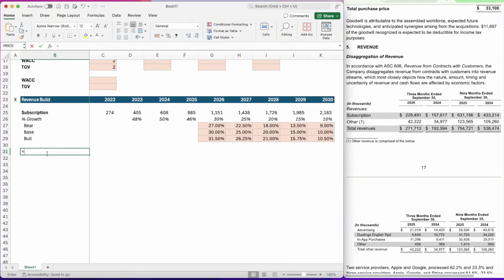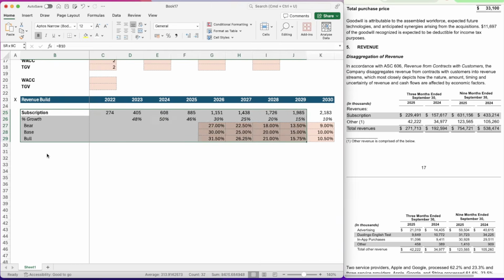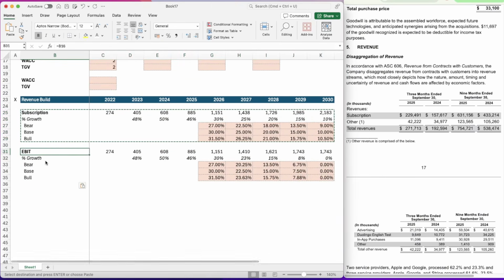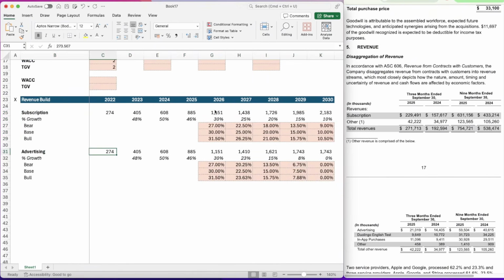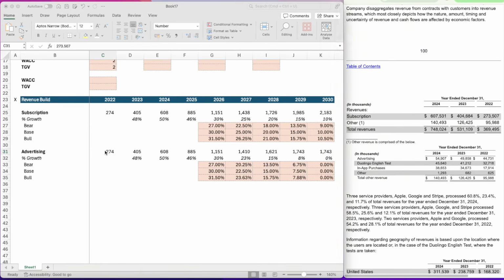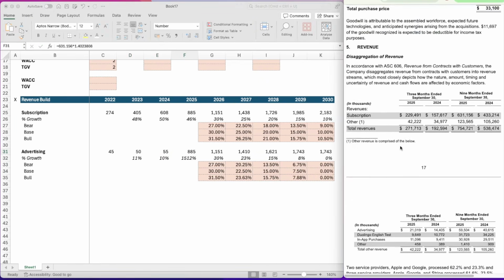The next is actually, let's just copy, paste this. Equals B11. So come back to your 10K. Advertising is 44.731, 49.858, 54.907 for 2025.